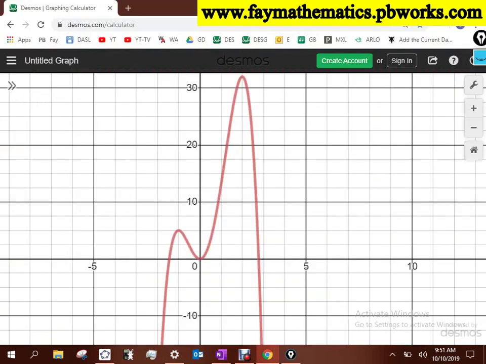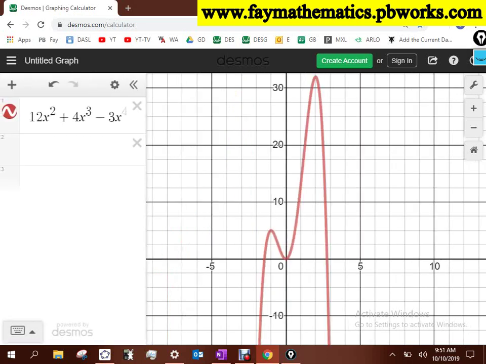The next thing asks us to just take this function, which says 12x squared plus 4x cubed minus 3x to the fourth. Now that function is a quartic. It's a fourth degree polynomial. All your fourth degree polynomials are going to look like this. It kind of looks like an M, right? Some of them will look like W's depending on their concavity, depending on whether the leading term is positive or negative.